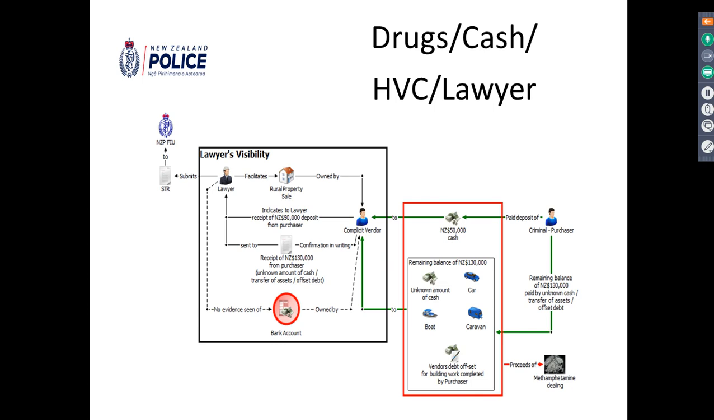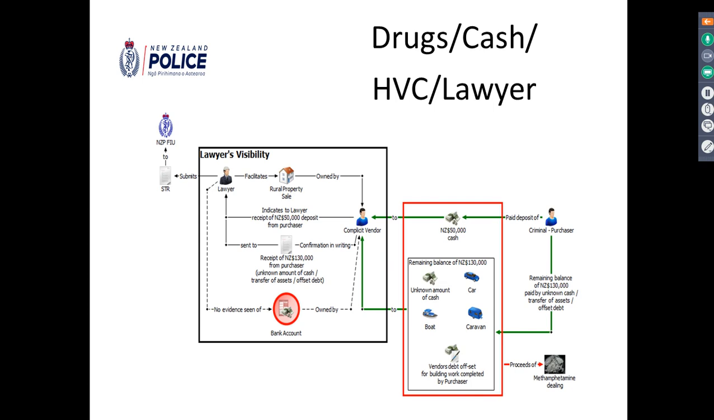$50,000 in cash was given directly to the vendor, the balance of which was paid by the transfer of assets to offset that debt. So once again, we see here the involvement of a car, caravan, boat. This is what I mean by once that door closed from phase one, now they're looking at putting their wealth into assets and other means of storing the value of the money they're holding. They don't want to have a whole lot of cash, they want to have an asset.